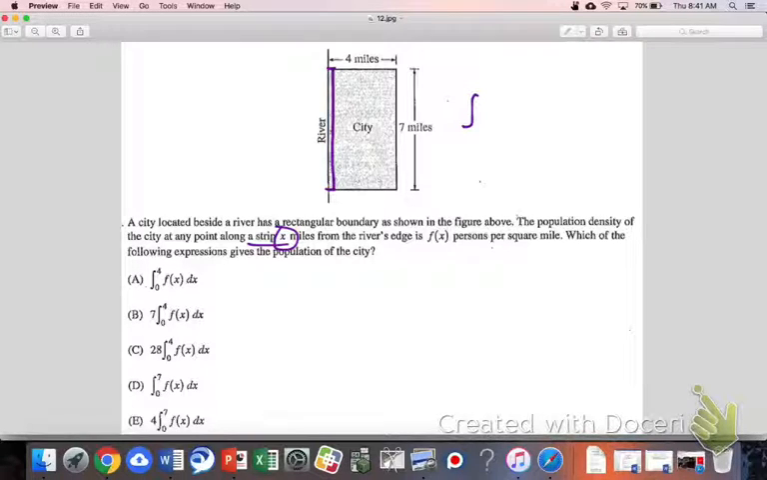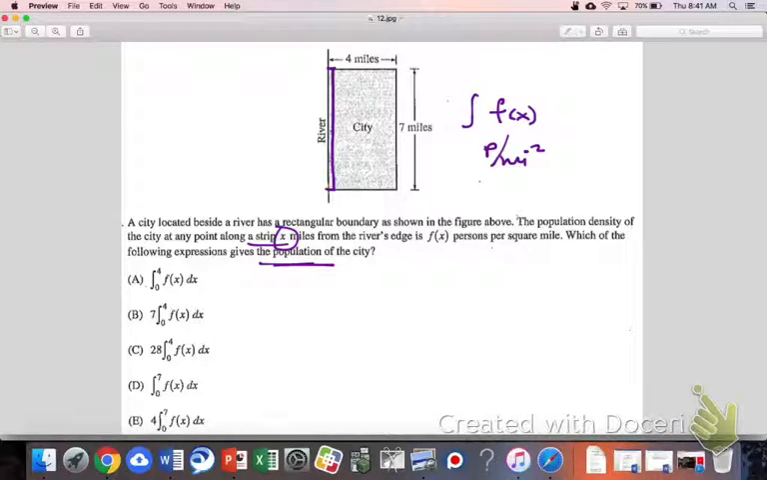So when you think about a definite integral, whether it is from 0 to 7, 0 to 4, whatever it happens to be, isn't a definite integral simply an infinite summation? And so I need to add up the number of people because it wants to know the population of the city. If I add up people per square mile, that's not population. If I add up people per mile, that's not population. I need to be adding up people. So I have a sense that I'm going to be integrating f of x, but I know the units on f of x are people per square mile.